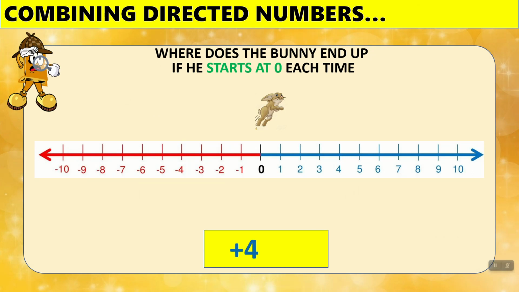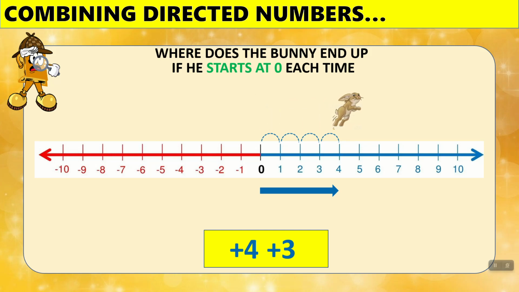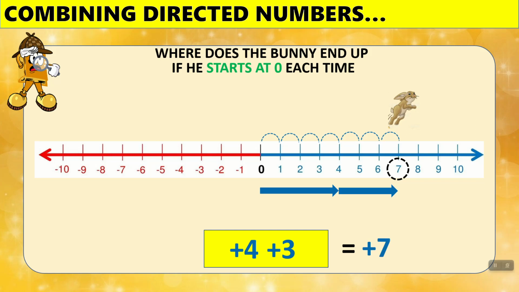Let's try another one. Plus 4 plus 3. We start at 0, and plus 4 means we go 4 spaces in the right direction. 1, 2, 3, 4. And here the bunny is now at 4. And then plus 3, again, we move in the right direction with positive numbers. And so we again go 3 spaces to the right. 1, 2, 3. And now the bunny is at positive 7. So plus 4 plus 3 equals positive 7.